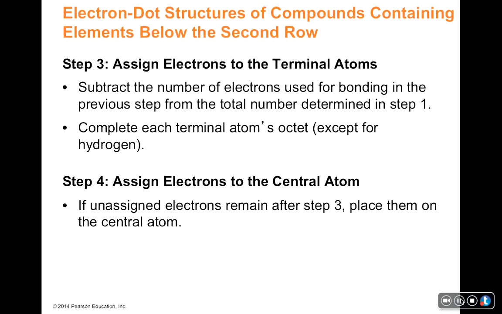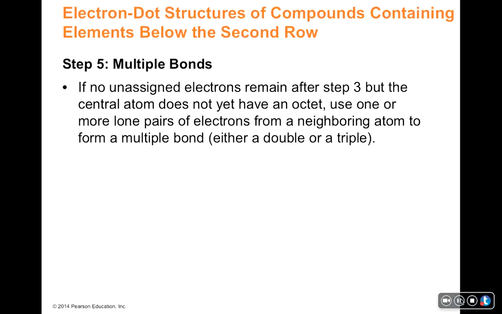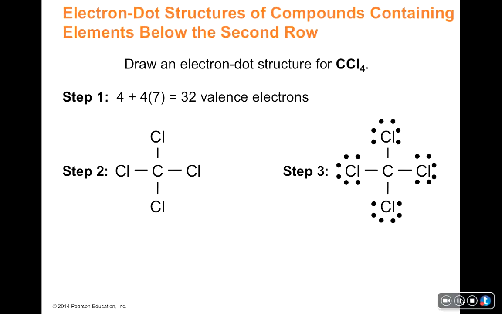And then the other thing to mention is that hydrogen only wants 2 electrons around itself. It's the one exception. So it just wants to be involved in one bond, and it will never have any other electrons surrounding it. Step 4 is to assign electrons to the central atom. So if you still have electrons remaining after step 3, you place them on the central atom. And then the last step, if you still have unassigned electrons remaining, but the central atom does not yet have an octet, you can use one or more lone pairs from a neighboring atom to form a multiple bond. And I'll show you an example of this when we go through a few of these examples.